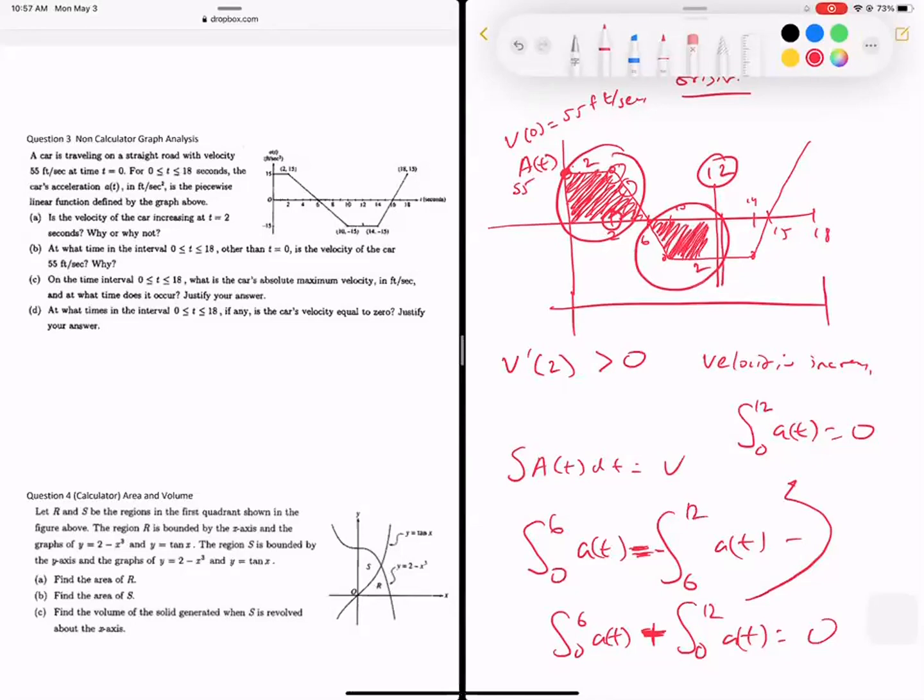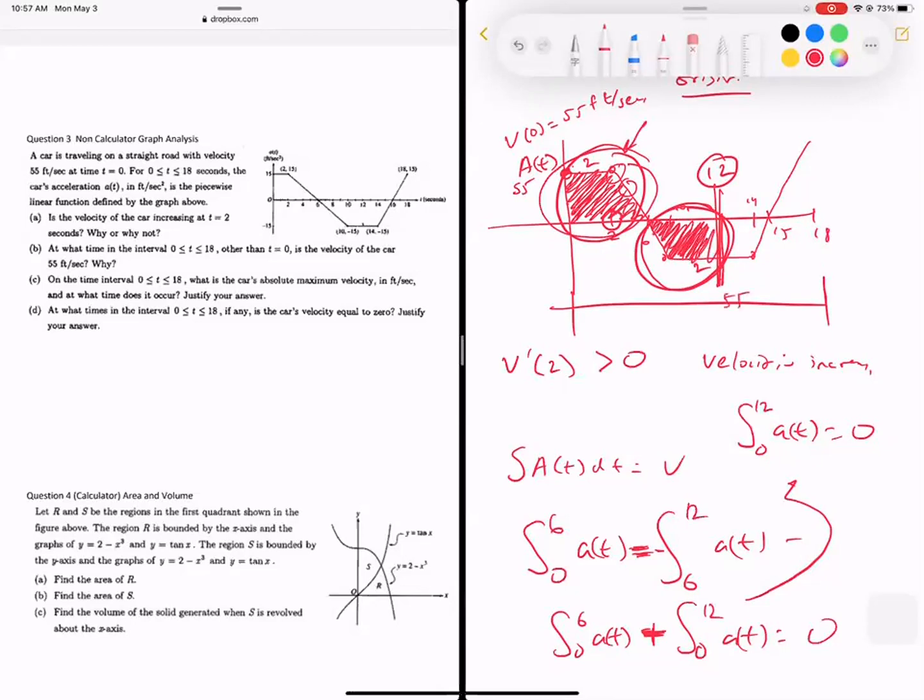And if you look at the area, this shape and this shape are exactly the same. So we stopped at 12. Remember, the area underneath the curve is adding that change. I'm subtracting this negative change. So we balance back out to 55.